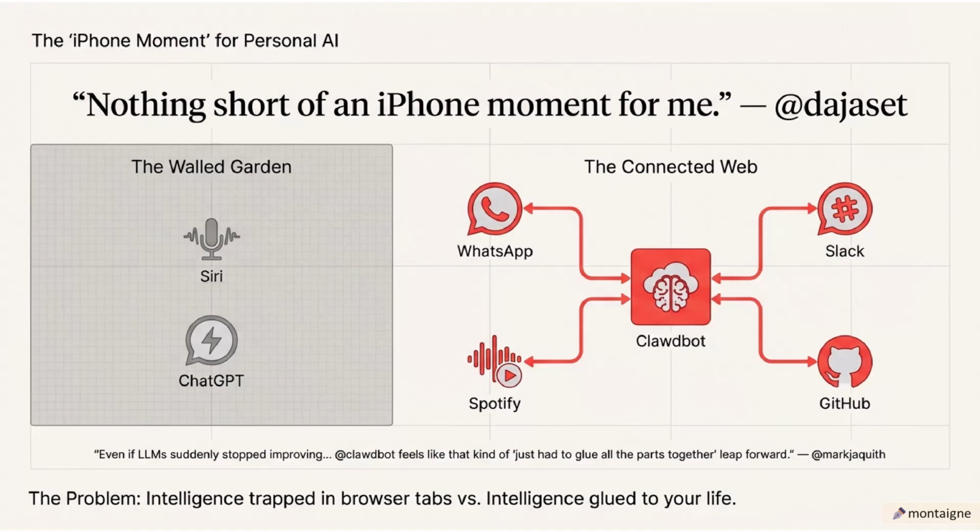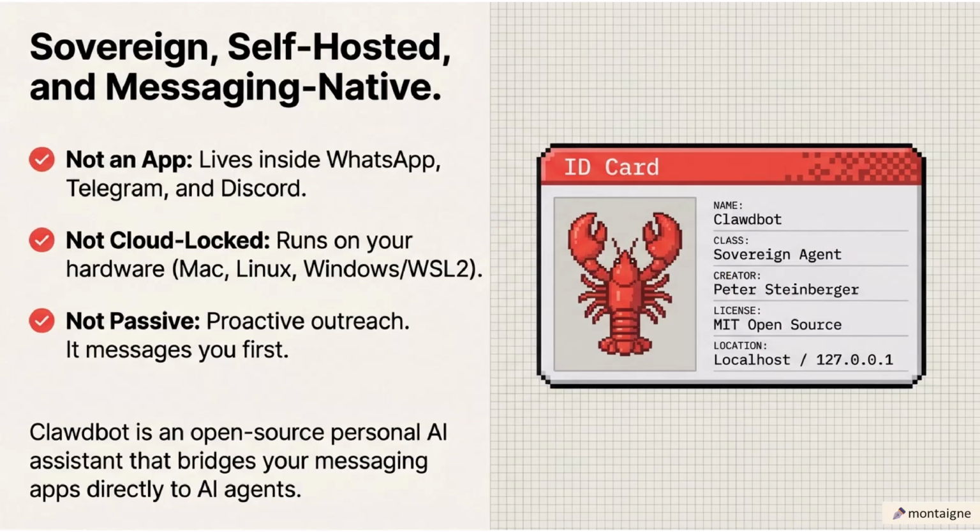But to do this effectively, it requires a very specific architecture. So here is the solution. It's not another isolated app that you have to check. It's a sovereign agent that lives directly inside the native WhatsApp, Telegram, Discord, and it runs on your hardware. Whether it's a local Mac Mini M4 like mine, Linux, or WSL2, you're not locked to a cloud deployment. You own the runtime and the data, and unlike a passive chatbot that just waits for a prompt, it is proactive. It wakes up and messages you first when there is something you need to know. So how do we actually wire a local daemon to this global messaging network? Let's pop the hood.